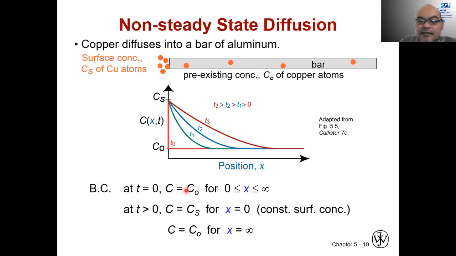At T0, the concentration equals C0, for X between 0 and infinity. At T larger than 0, the concentration is still the same CS for X equals 0, which is at the surface of this aluminum bar. And the concentration is C0 for X equals infinity, at infinite distance from the surface.